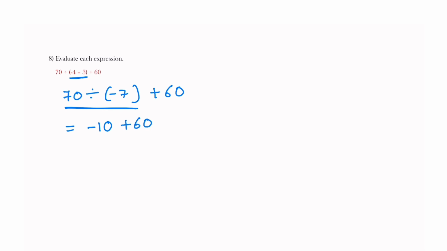Number 8. 70 divided by minus 4, minus 3, both in bracket. So of course we are going to solve the brackets first. So 70 divided by minus 4 and minus 3 gives us minus 7 and plus 60 here as it is, which is equal to, so we'll be doing the division first, right? 70 divided by 7 would give us 10, but we have one negative sign, so we are going to put minus 10 here and plus 60, which is equal to 50. Done. Let's go for the next one.